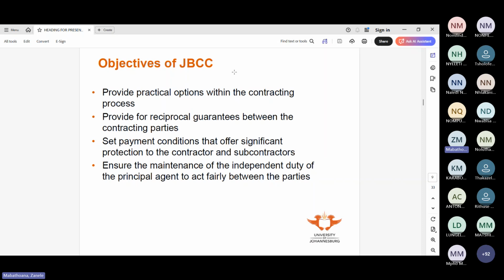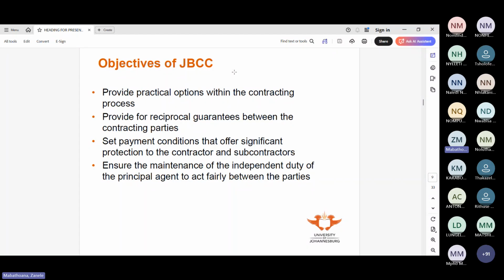Okay. And then the objective was also to ensure maintenance of the independent duty of the principal agent to act fairly between the parties. So the principal agent is appointed by the employer to represent the employer. So it could be, back in the day before project managers were a thing, the architect as the lead designer would be the principal agent. In as much as they are employed by the employer and they get paid by the employer and they represent the employer, there is an expectation that they have to be objective when discharging their duties.